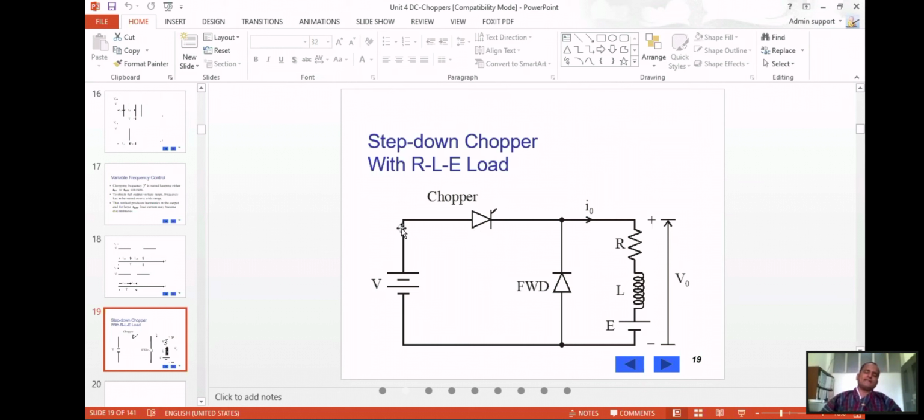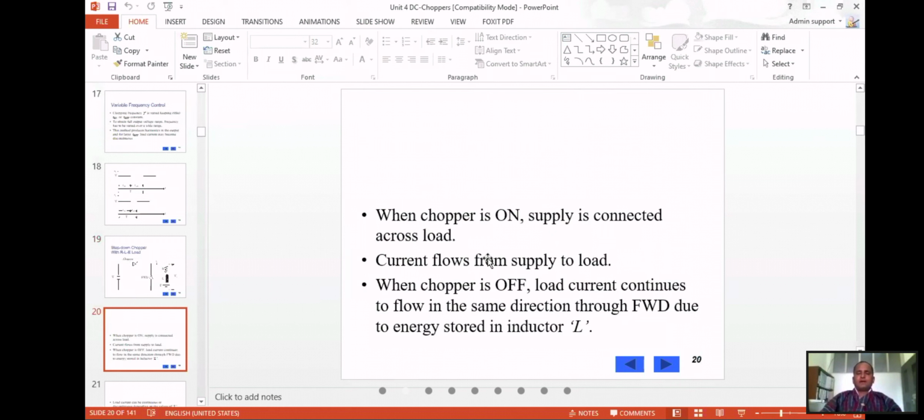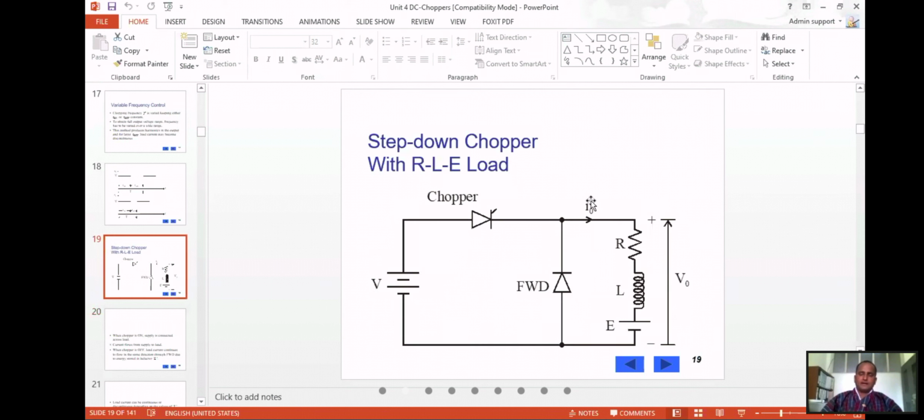Here is a simple diagram where we have a chopper and a freewheeling diode. You know the function of the freewheeling diode. We have these three different types of load, R, L and E. When the chopper is on, the supply is connected across the load, as we have seen in the previous diagram. Once the switch is on, current will flow from the supply through the load.